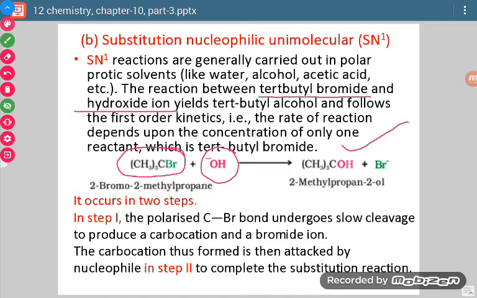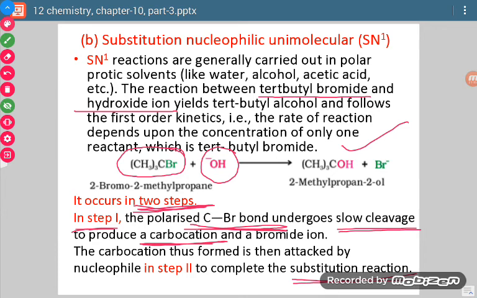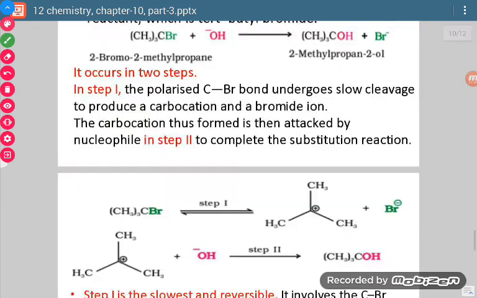Okay. Now what is the mechanism? As I told you earlier that it involves two steps. In the first step, what happens? The polarized C-Br bond, now we can say C-X also, so the C-Br bond undergoes slow cleavage to produce a carbocation. So there is formation of carbocation in its mechanism. Now in the second step there is a substitution reaction. So how it goes on, let us find out.